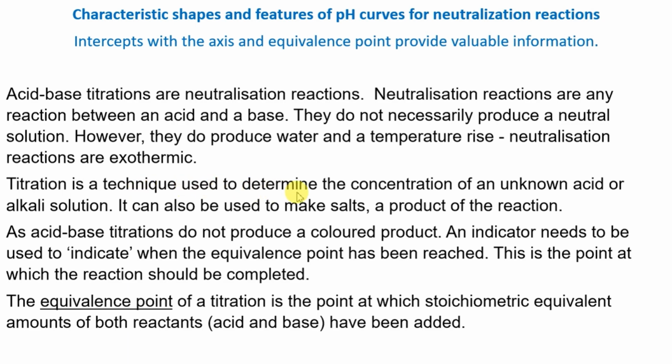Titration is a technique used to determine the concentration of an unknown acid or alkali solution. It can also be used to make salts, a product of the reaction. As acid-base titrations do not produce a colored product, an indicator needs to be added to indicate when the equivalence point has been reached. This is the point at which the reaction should be completed. The equivalence point of a titration is the point at which stoichiometric equivalent amounts of both reactants, acid and base, have been added.